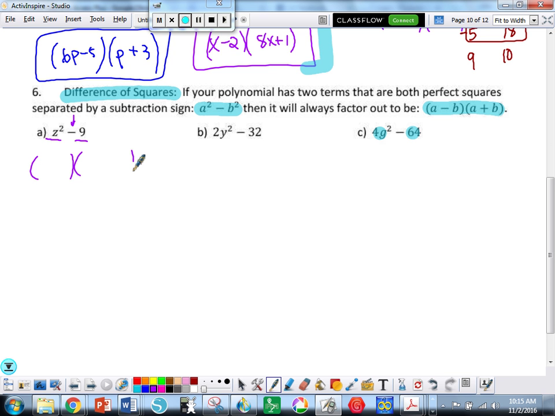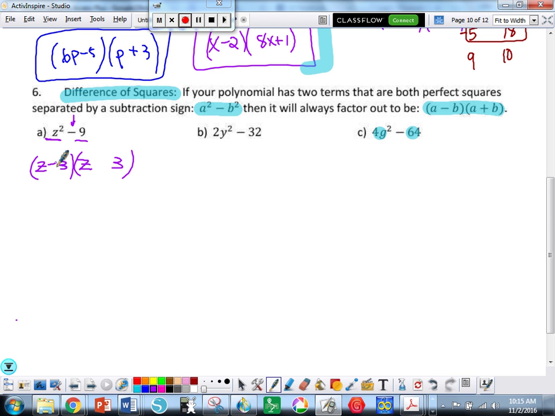you could go straight to, it's fun. Take the square root of the z. It goes here. Take the square root of the 9. It goes here. And then one has to be negative and one has to be positive.